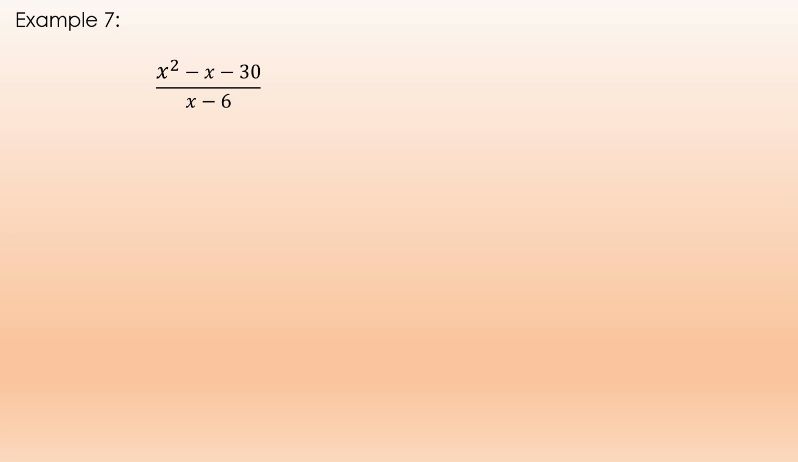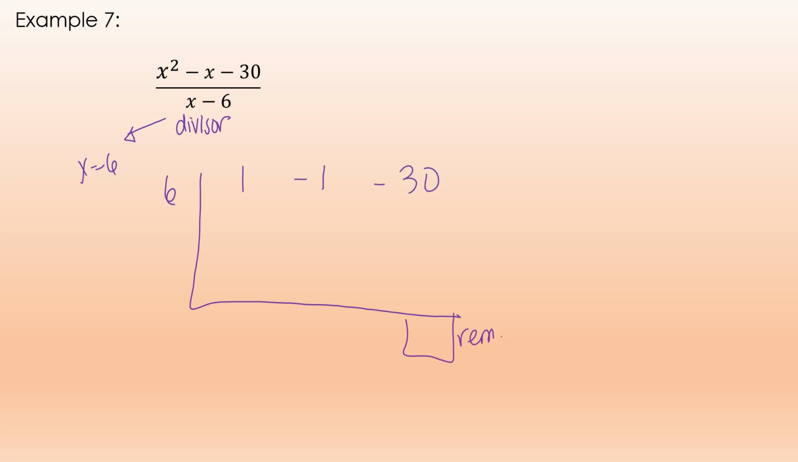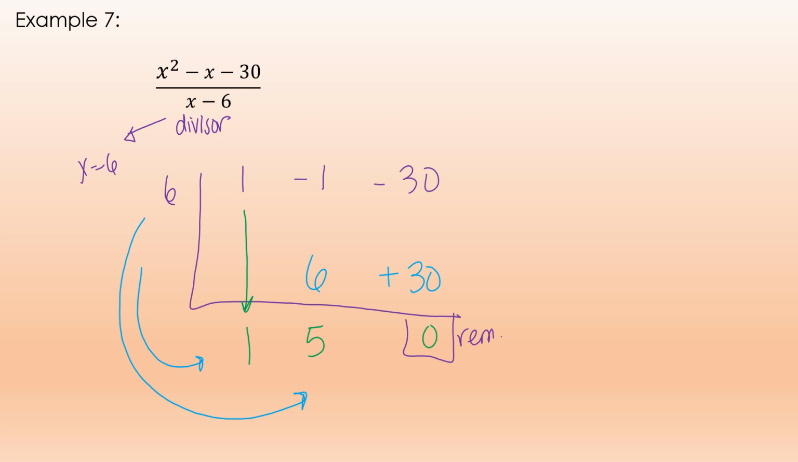Example 7, same type of info. I have x squared minus x minus 30 divided by x minus 6. Okay, here we go. So setting the divisor equal to 0 gives me positive 6. And I have 1x squared minus 1x minus 30. Fill in my box for my remainder. First term comes down to give me 1. Multiply the outsides. 6 multiplied by 1 is 6. Add it to the next column. Negative 1 plus 6 is 5. Multiply the outsides. 6 multiplied by 5 gives me positive 30. Add it to the last column, and that gives me a remainder of 0.